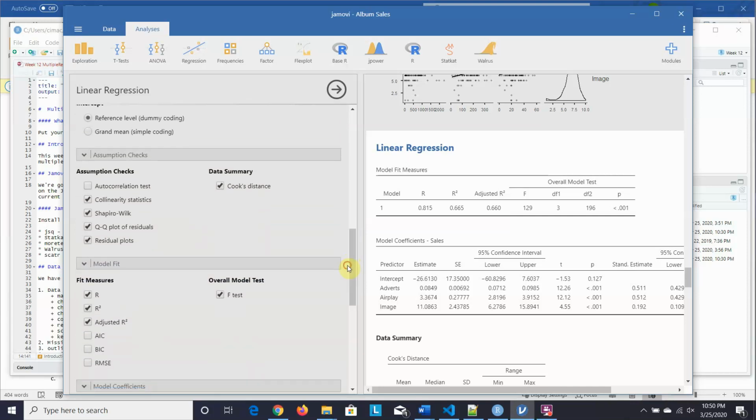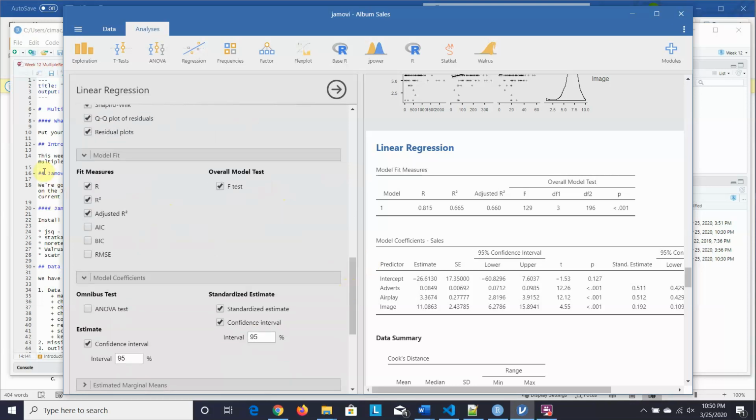This time we're going to get some more of our assumption checks, or some collinearity statistics, our normality tests, and residual plots, and this thing called Cook's distance. We're going to talk a little bit about what those mean. And we're going to get our same model fit statistics, our R squared, and this time adjusted R squared, and the overall model F test.